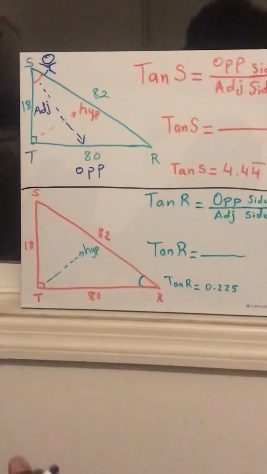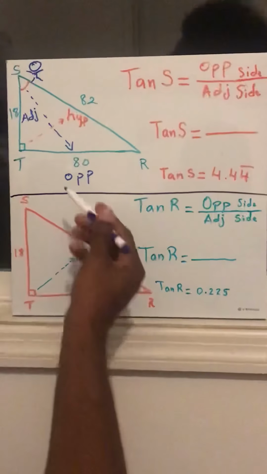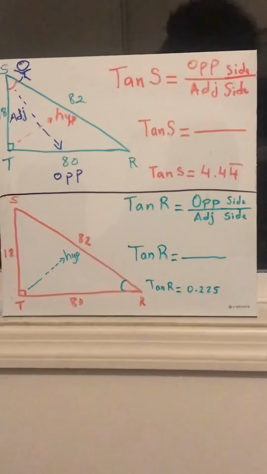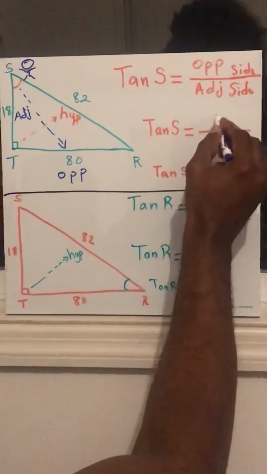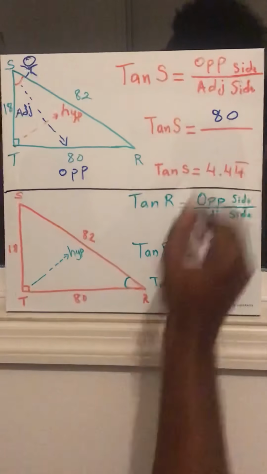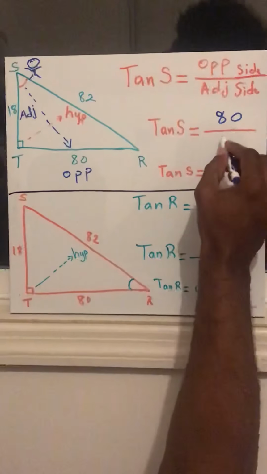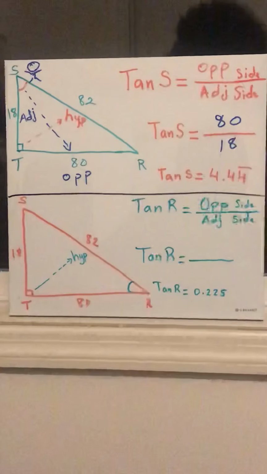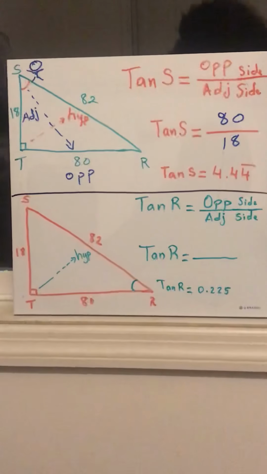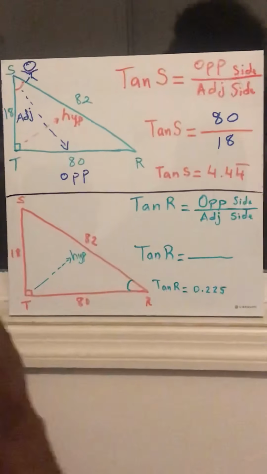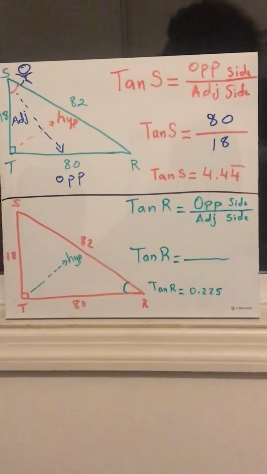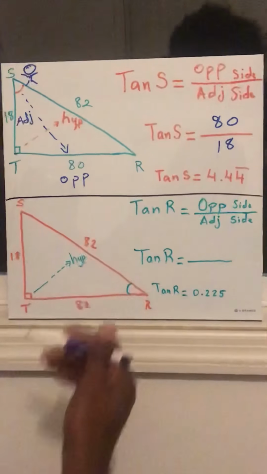So now, how am I going to do it? What is the value of the opposite side? The value of the opposite side to S is 80. What is the adjacent? 18. I put it in the calculator: 80 divided by 18 is 4.44. We're done with that.